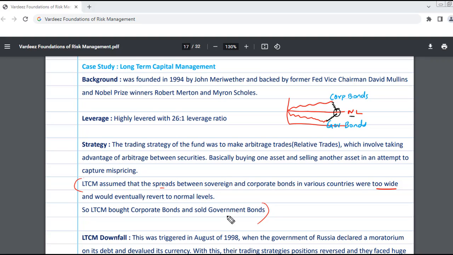But this actually did not turn out to be true, and the LTCM downfall was actually triggered in 1998 when the government of Russia declared a moratorium on its debt and devalued its currency. So with this, their trading strategy positions were reversed. They faced a huge amount of margin calls, and rather than this going down, it went up, and the spread got widened, and they faced huge losses in their positions. And with such a leveraged position, the losses were also magnified.